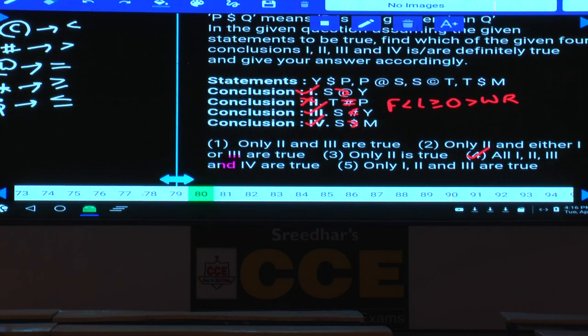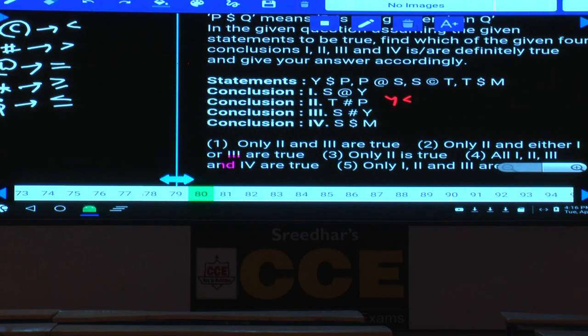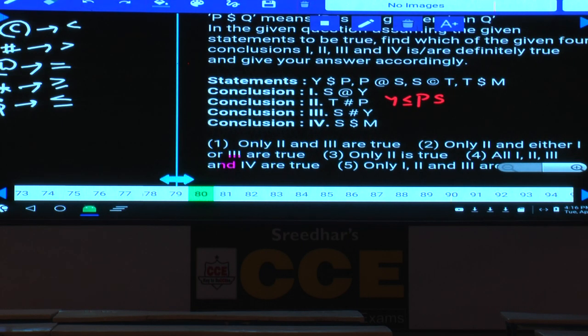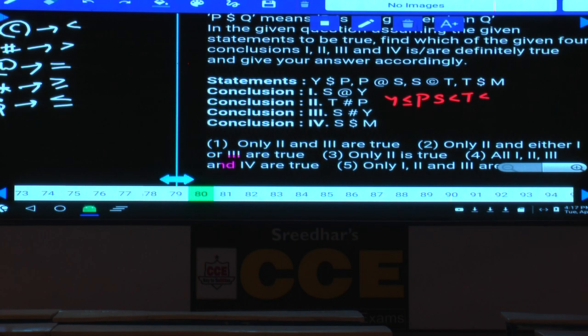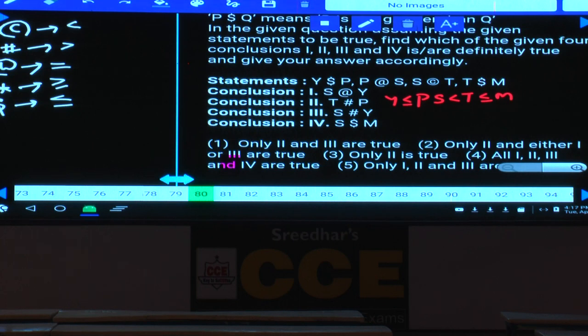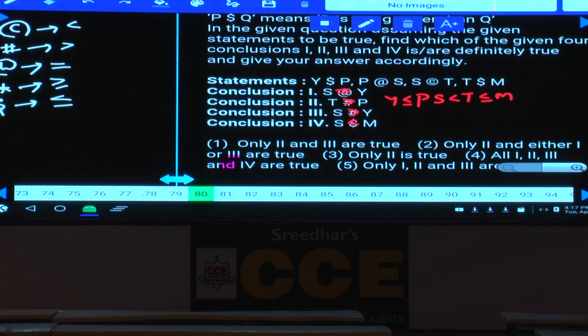Then, coming to question number 80, now in this one, Y dollar P means Y greater than or equals to P, and P at the rate of S means P equals to S, and S copyright T means S lesser than T, and T dollar M means T lesser than or equals to M. Then coming to the conclusions, at the rate of means S equals to Y, and hash stands for greater than, S greater than Y, and dollar stands for lesser than or equals to.